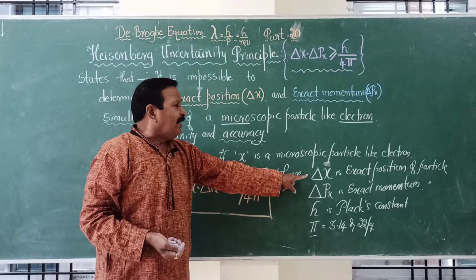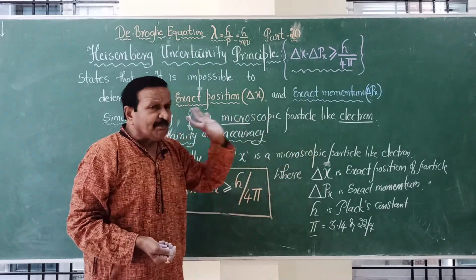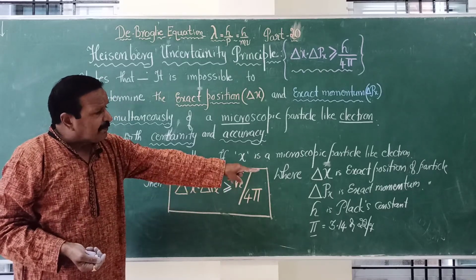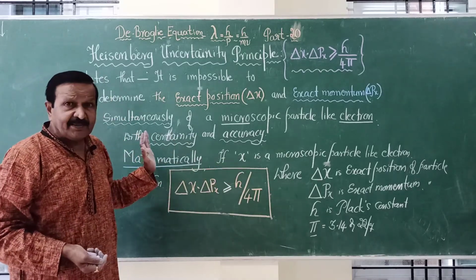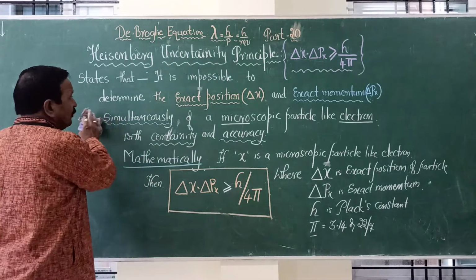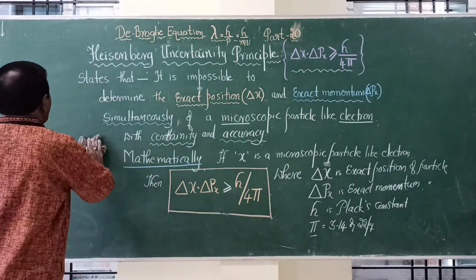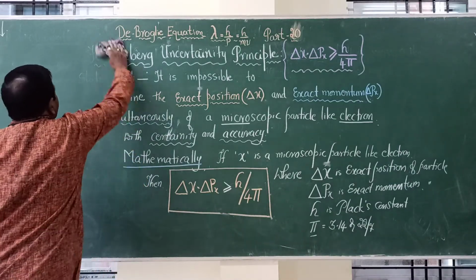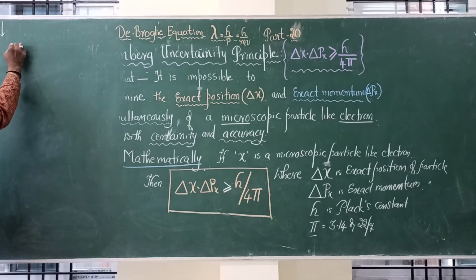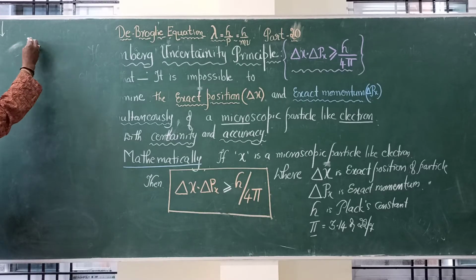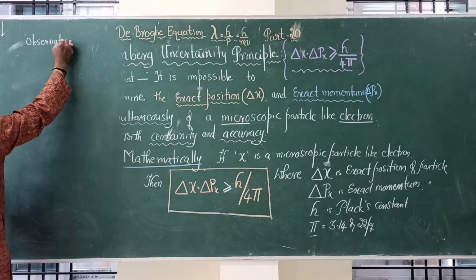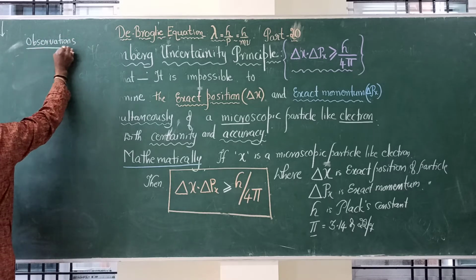Then you should write where delta x is the exact position of the particle, delta px is the momentum of the particle, h is Planck's constant, and pi you know already. Okay? Now, what are the comments on this? The comments on this were two. The first one was, what are the observations? Just remember, two observations.